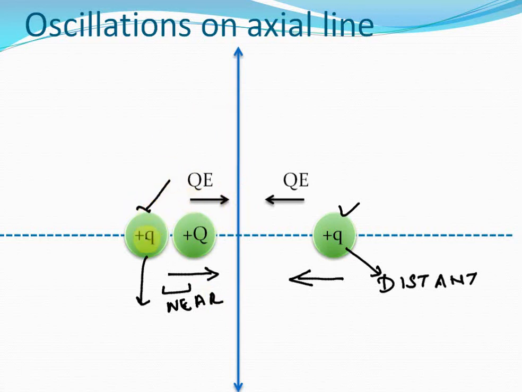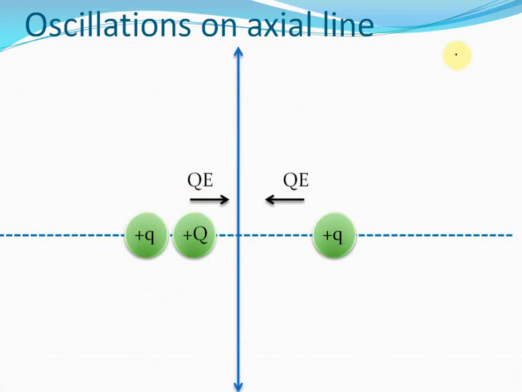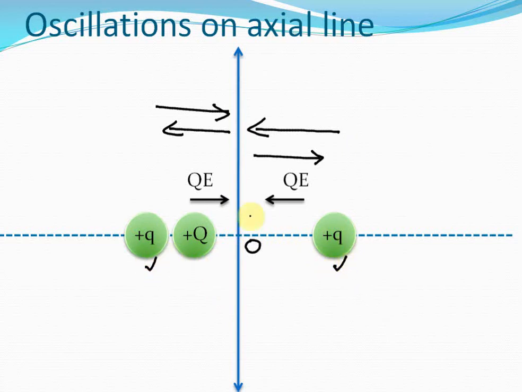So as you can see, this plus capital Q charge always has a force acting on it, pulling it towards this origin O. When it goes too much towards the right, it is pulled back towards the origin. When it goes too much towards the left, it is again pulled back to the origin, and that is the reason it undergoes oscillations inside this area between the charges plus q and plus q here. Understood? That is how this plus capital Q charge undergoes oscillations.